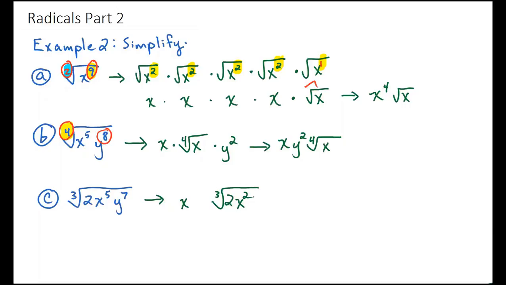Now for my y's, I have 7 of those. With 7 things, I can make 2 groups of 3 things. So I'm going to have a y squared outside the radical, and under the radical, I'm going to have just a y, because that's my remainder. 3 goes into 7, 2 times remainder 1. So let me do that again in red. 3 goes into 7, 2 times with a remainder of 1.